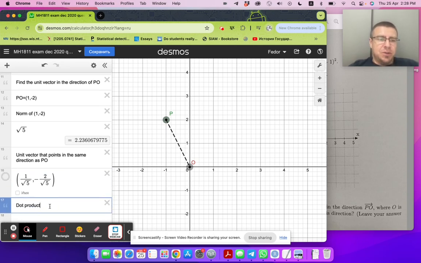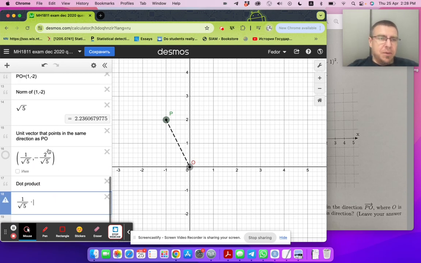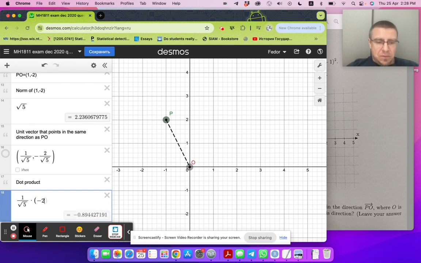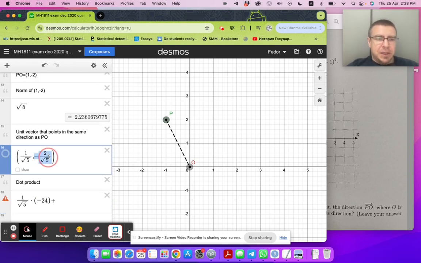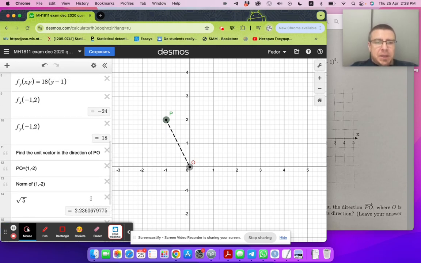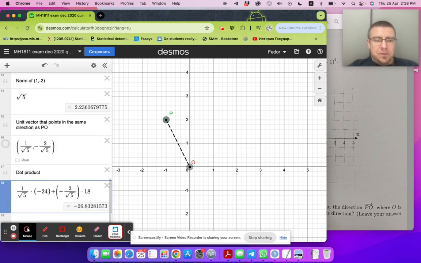Finally, we just need to find the dot product. I need to take the first entry of this unit vector multiplied by the first entry of the gradient, which is -24, plus the second entry of this vector times the second entry of the gradient vector, which is 18. And that's the answer. Since it is negative, it means that the function is decreasing.